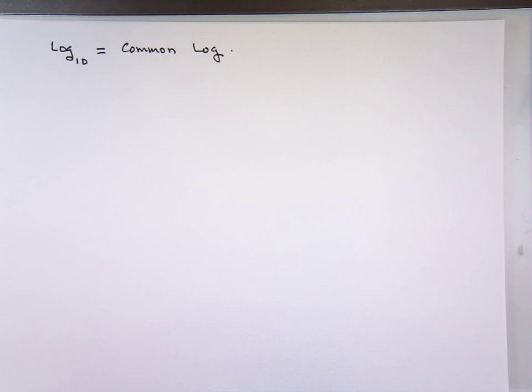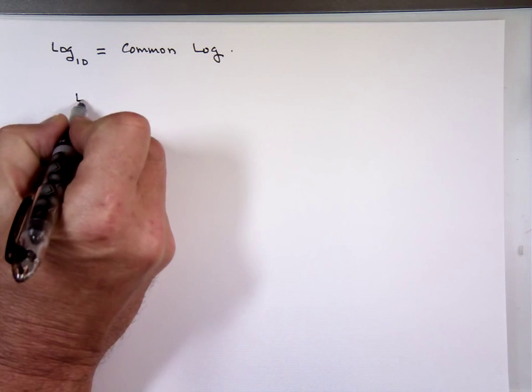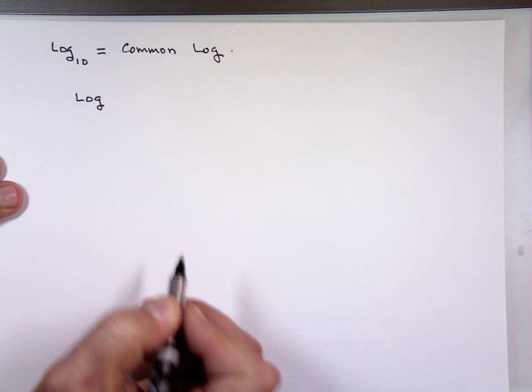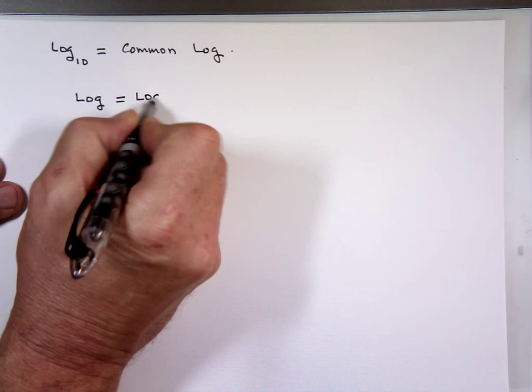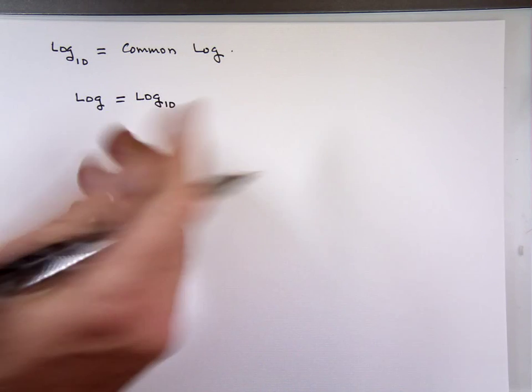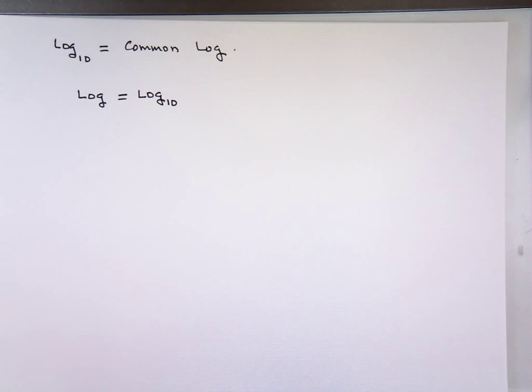If you look on your calculator, you get that button that says log. Anytime you don't see a base, it is assumed to be base 10. We just don't put the base. So if there's no base, it's always known as base 10. That's called a common log, or log base 10.